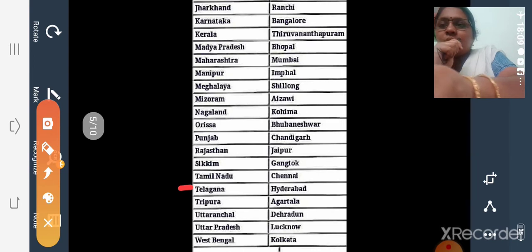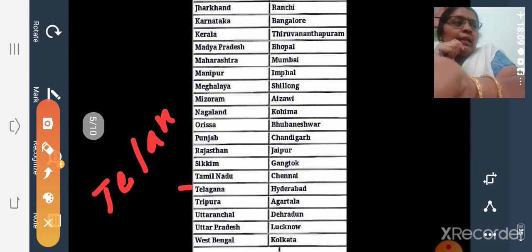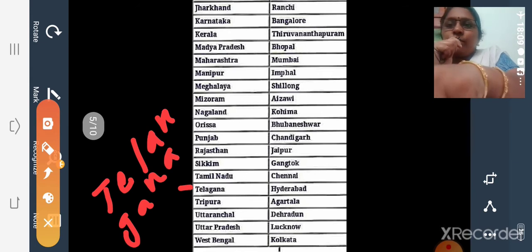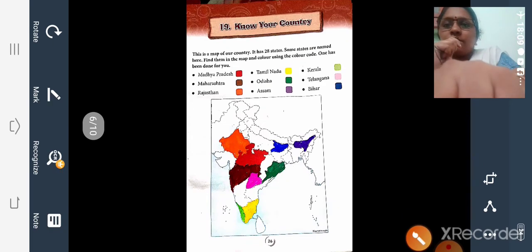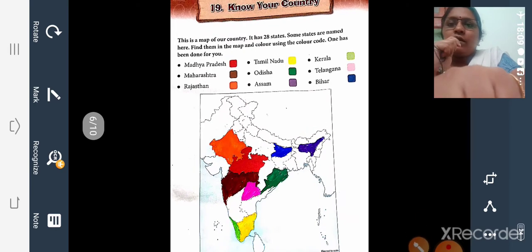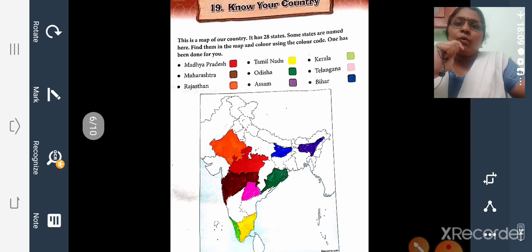Telangana, the spelling of Telangana has an N missing. Okay, so try to study these 28 Indian states. Then I have marked this here, so you can make use of this page for coloring the Indian map. Okay, I don't have all colors with me, that's why I colored this map using the colors I have with me.